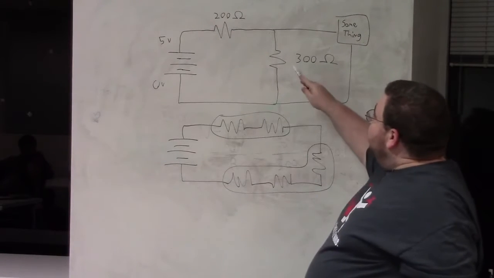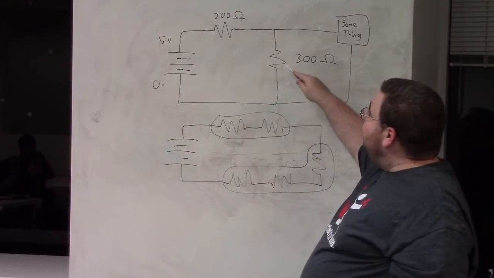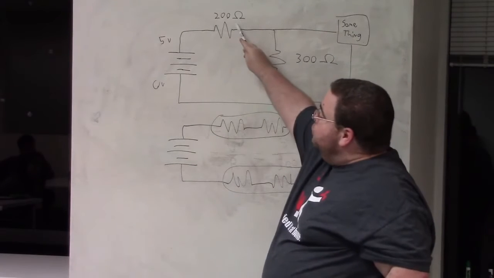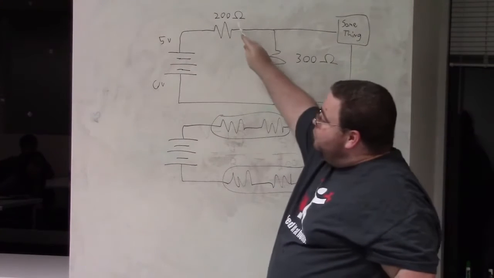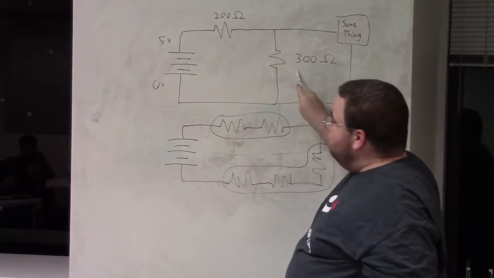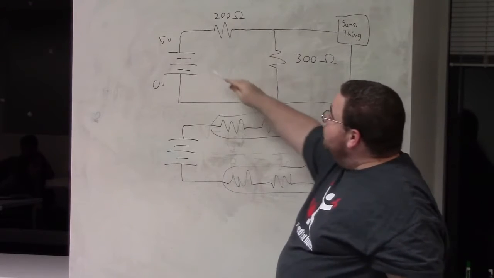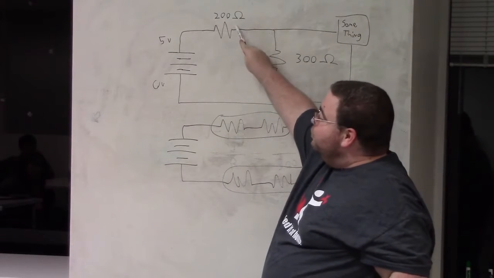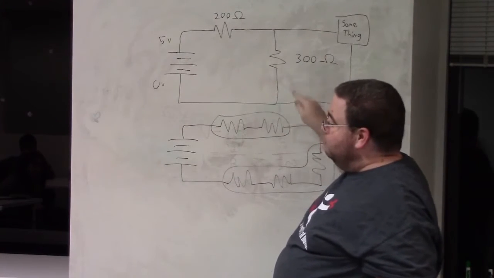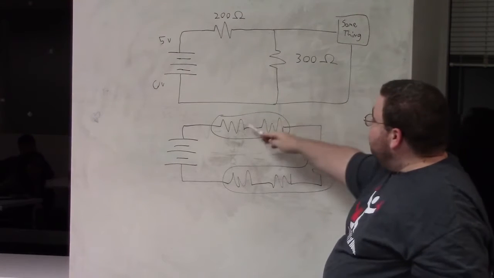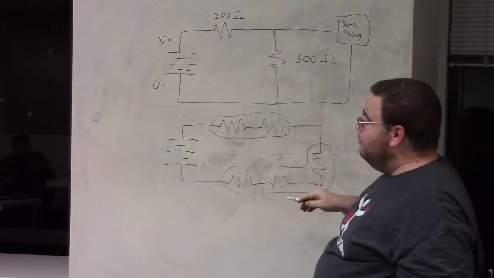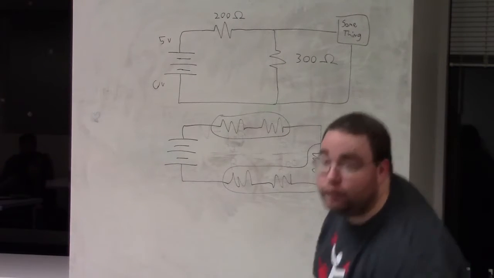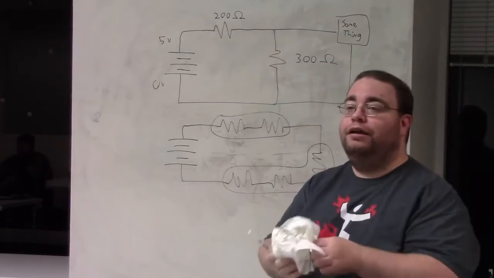Because the total thing is 500, this is 2/5 of it, this is 3/5 of it. This drops 2/5 of the voltage, this drops 3/5 of the voltage. Whatever the original V was, this is going to drop 40% of it, this is going to drop 60% of it. So you can think of these as just being smaller ones in series. There is a formula for that.